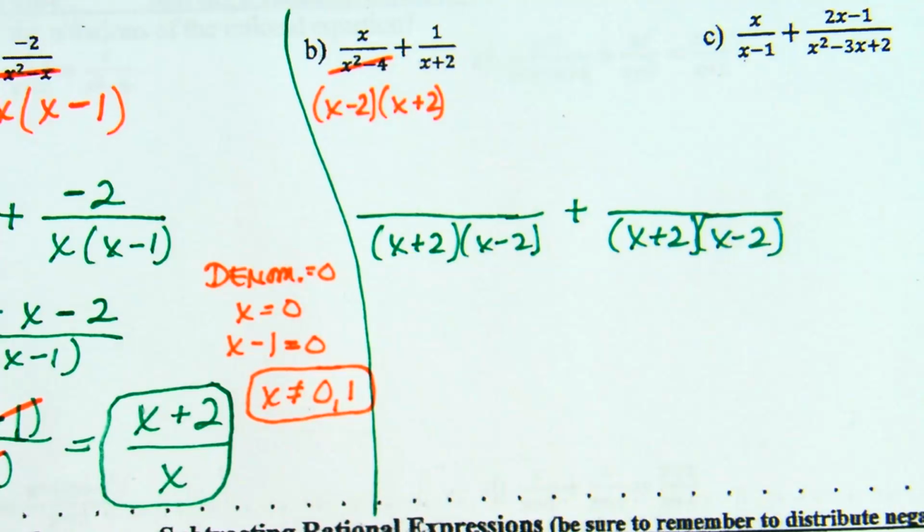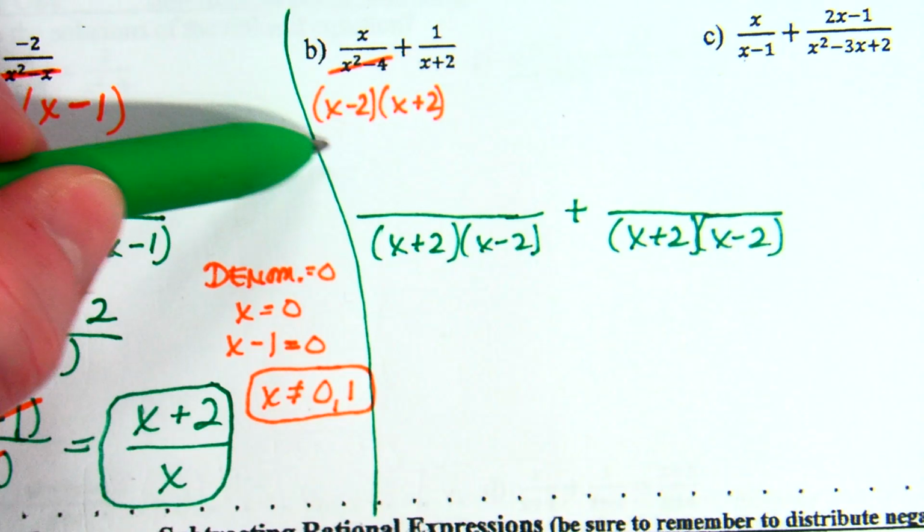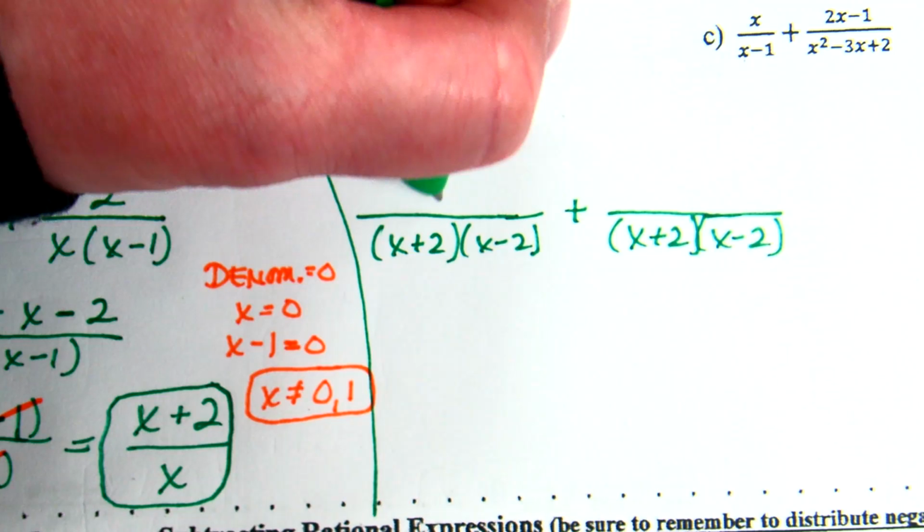So I'm taking a step where I'm rewriting both fractions with that common denominator. What do you know about the first fraction? It stays x, doesn't it? We already have the common denominator here, so we just carry the x down in the numerator. It does not change.